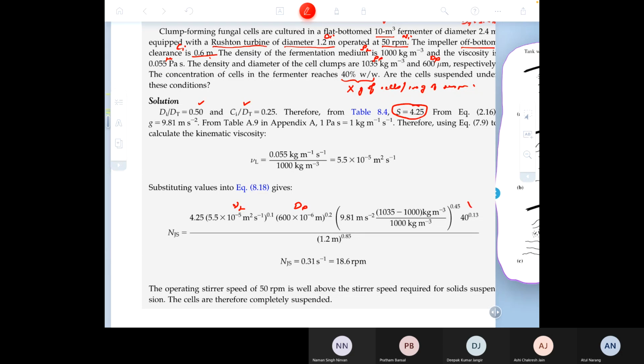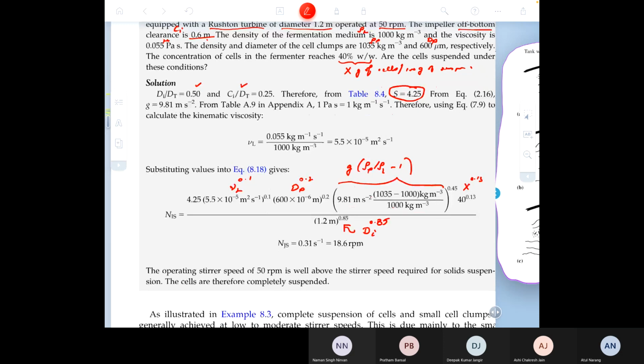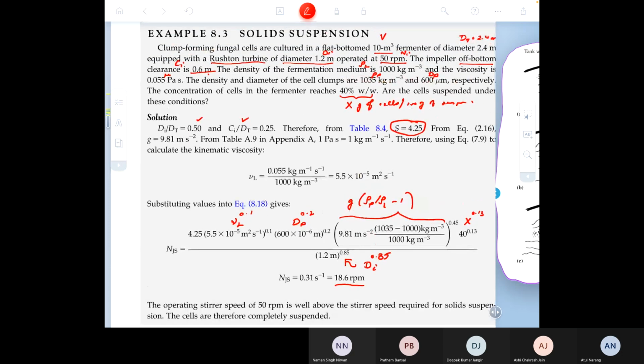This is x to the power 0.13. This is dp to the power 0.2, mu L to the power 0.1. This is that long factor g times rho sub p over rho sub L minus 1. And right here at the bottom is that di to the power 0.85. He just calculates it, finds out that the NJS is 18.6 RPM, right? But he's already telling you the RPM at which he's operating, which is 50 RPM.